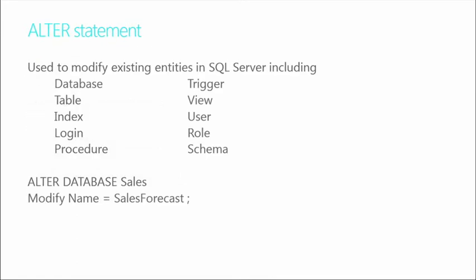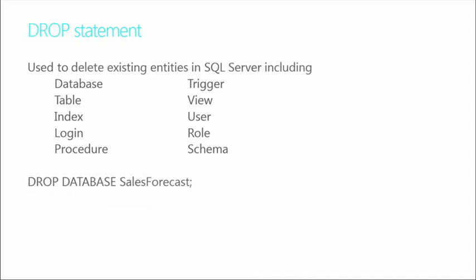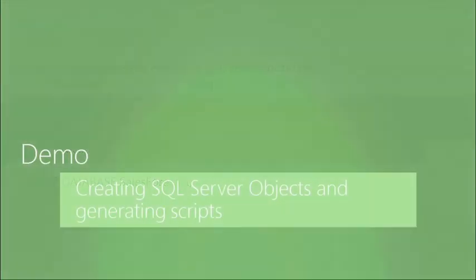And the alter statement, as you saw, I took the sales and changed it to sales forecast. And the drop statement, whether it's a database or a table, view, role, whatever it is. It's simple. For DDL, it's create, alter, and drop. If you understand those three, that's the bulk of what you're going to need to understand for DDL, data definition language statements, to be able to manage the objects inside a SQL Server.